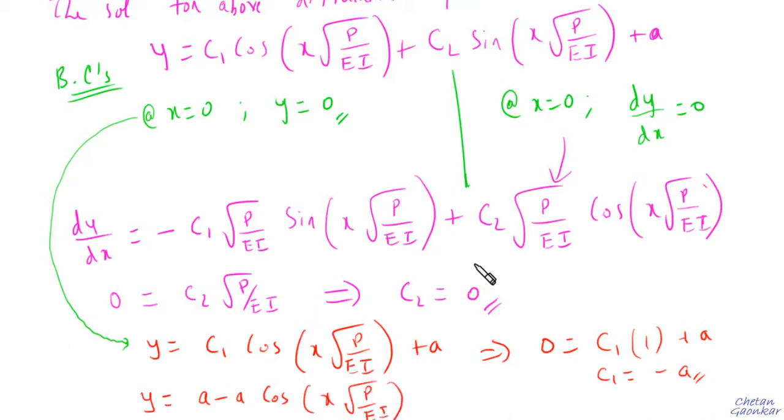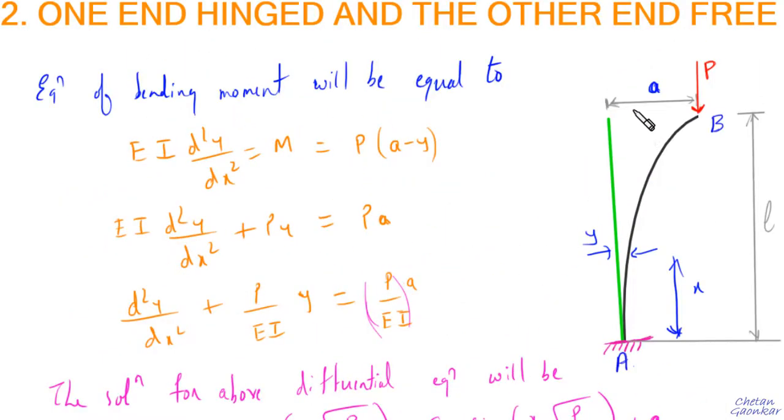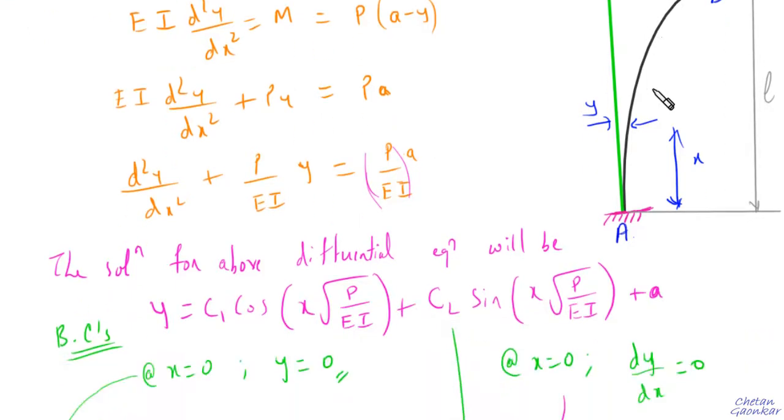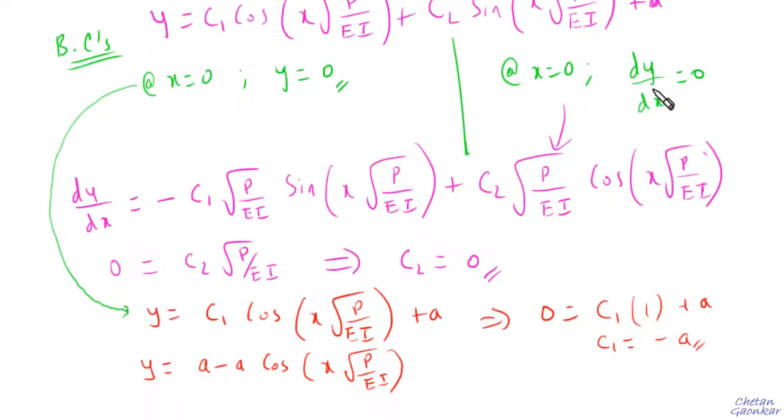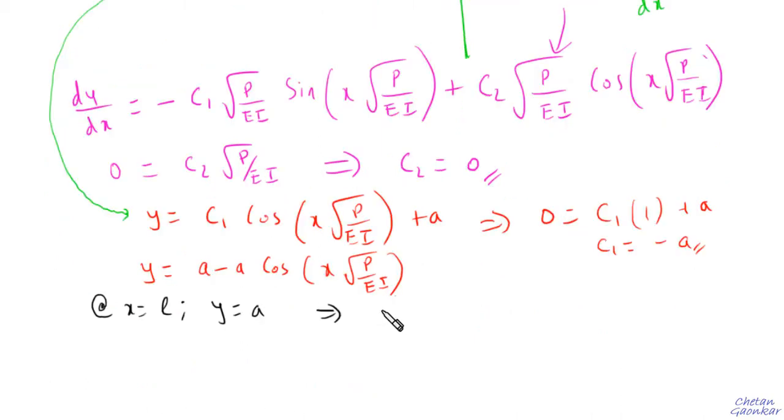But then we had said that the maximum deflection is a at x equal to L, that is, at the free end the maximum deflection is a. So further we can take the help of that boundary condition, that is, at x equal to L we have this deformation y as a. This will become a is equal to a minus a times cos of x multiplied by root of P divided by EI.